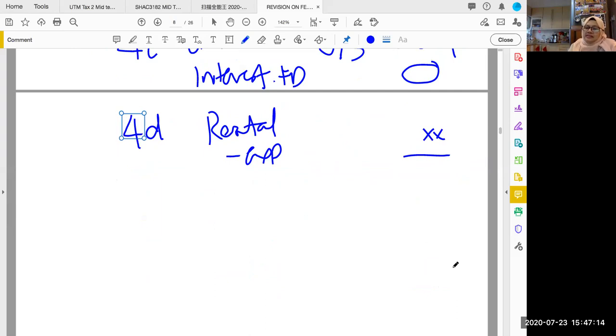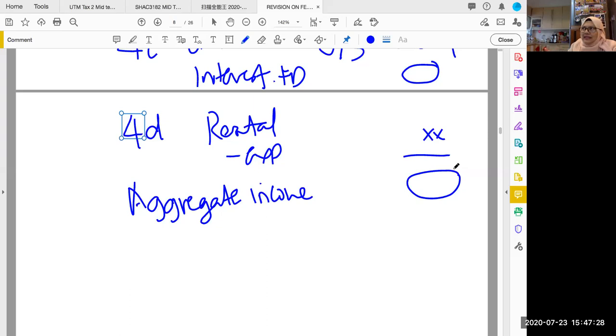So assuming that this is the only income that you have, then you have to compute your aggregate income. So how much is your aggregate income? Remember that the amount here is important, but don't worry so much about the figure. But the term here is very important. I give marks on the term, not so much on the amount.